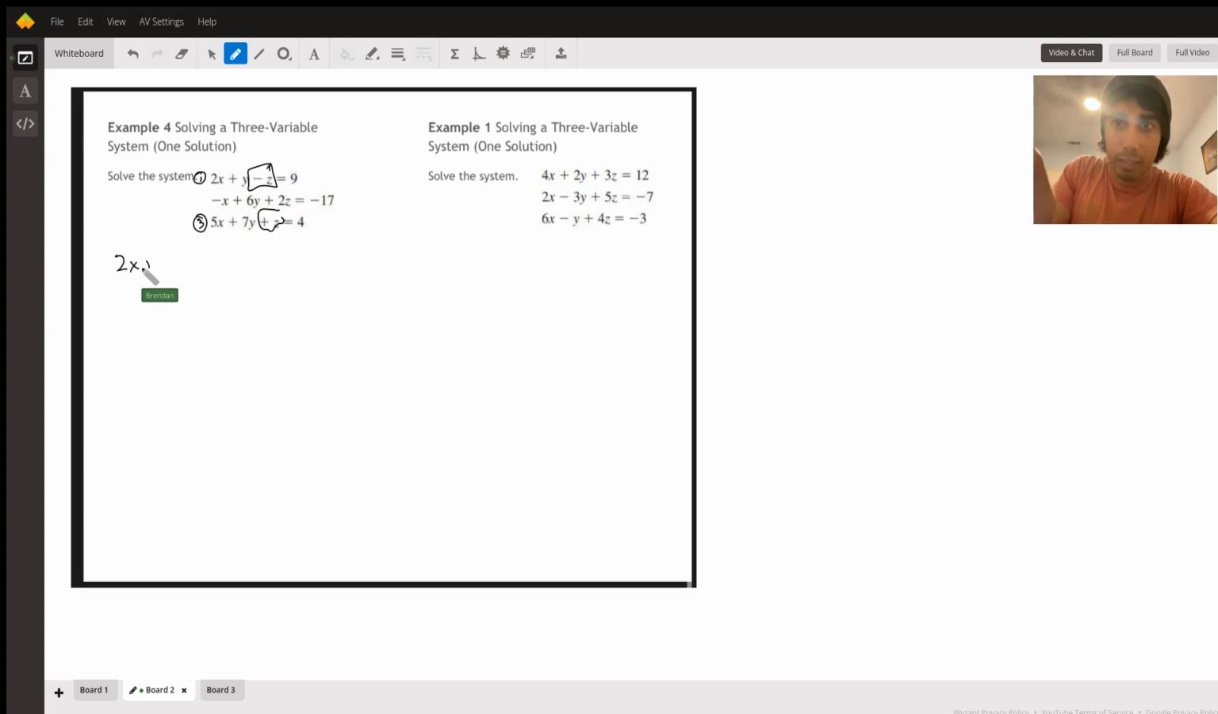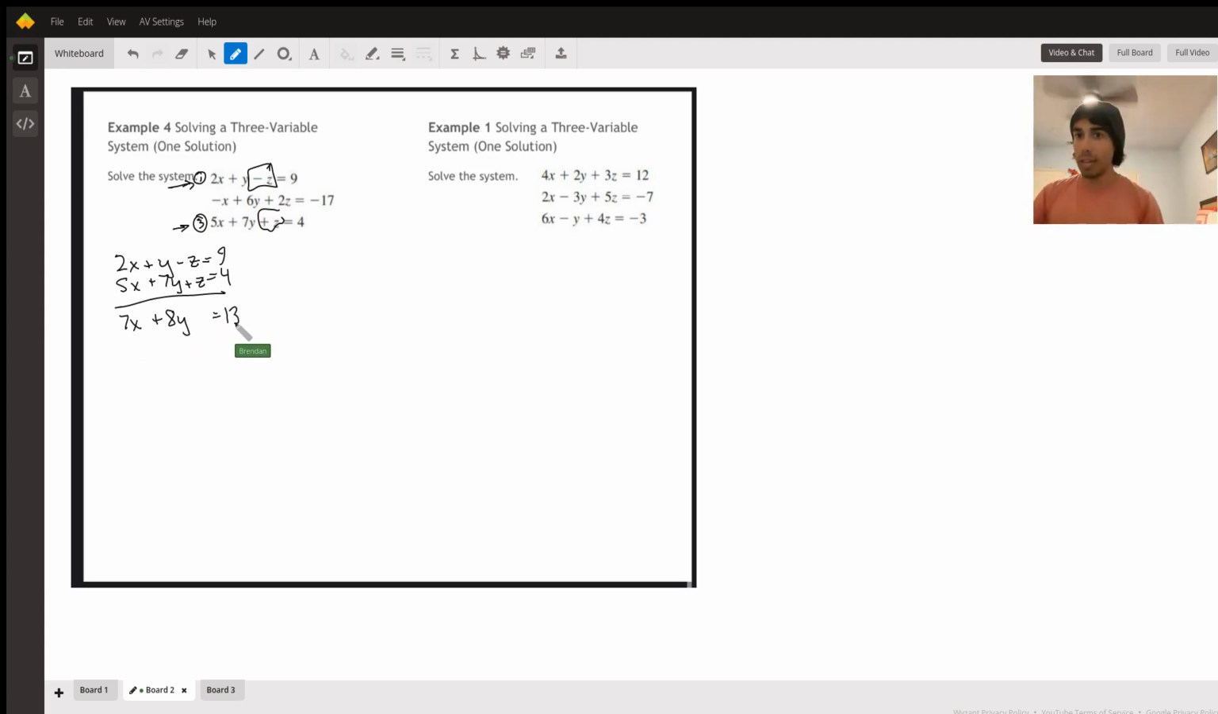So I got 2x plus y minus z equals 9. All right, I'm copying this one, and then I'm going to copy my equation 3. 5x plus 7y plus z equals 4. We're going to add those together. You get 7x. You got 8y. Z's cancel out, and that's going to be a 13. Okay, so I used equations 1 and 3 to eliminate z. So again, we eliminated z.